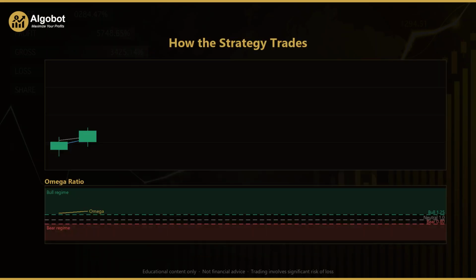Now let's bring the whole idea to life on the chart in front of you. On the price panel, you can see the fast baseline and the slower baseline plotted over the candles, and in the panel below sits the Omega ratio, with a green line marking the bull threshold at 1.25, a gray neutral line at 1, and a red line marking the bear threshold at 0.8. Watch how the two work together.